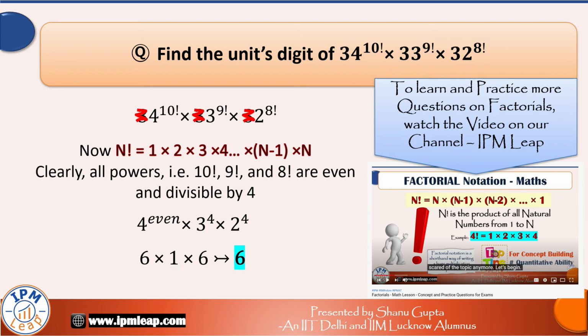And for 2 raised to 8 factorial, the unit digit will be the same as that of 2 raised to 4. 2 raised to 4 being 16, we write 6 again. Multiplying 6 into 1 into 6 is 36, the unit digit of which is 6. So our answer for the unit digit of this expression is also 6.